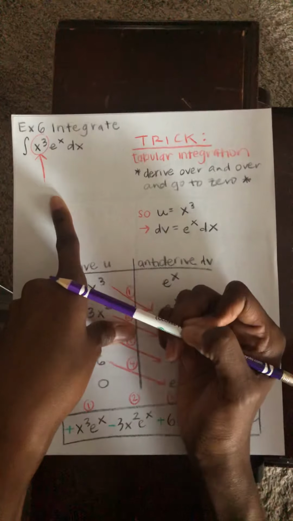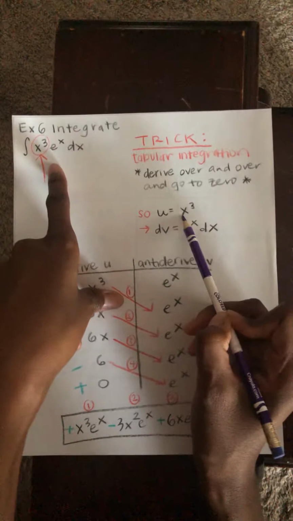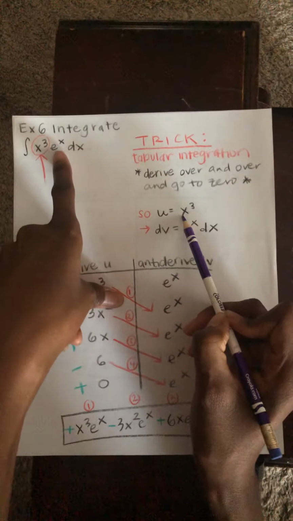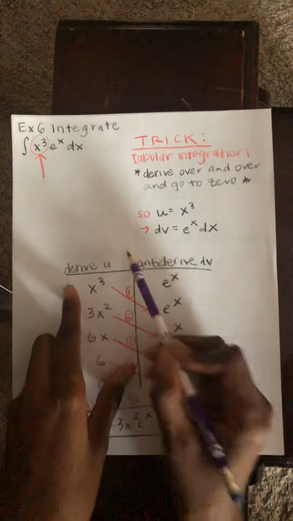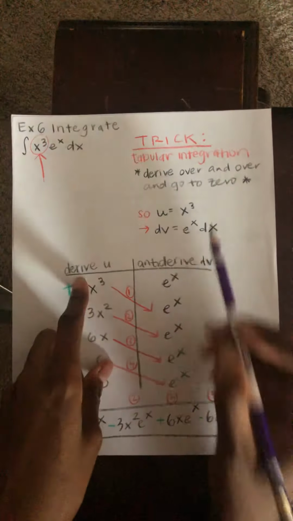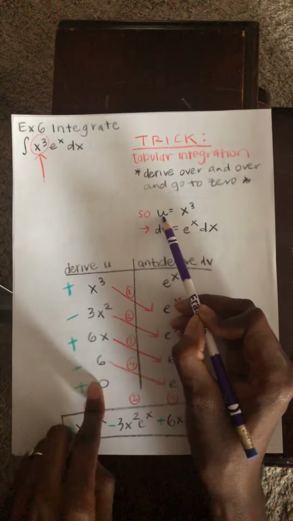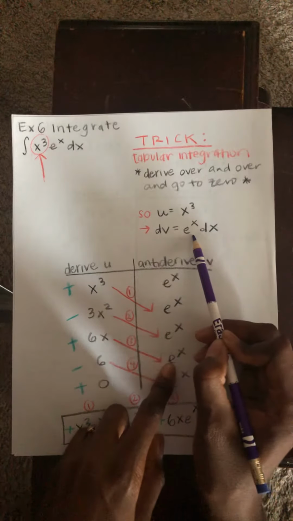the derivative, it'll go to zero. So that's how you choose your u for the tabular. So we're gonna let u be equal to x cubed, and the remainder is going to be e to the x dx, okay? So now, for our tabular trick, we make a t-chart, and we are going to be taking the derivative of u, and then we're going to be taking the antiderivative of dv, okay?